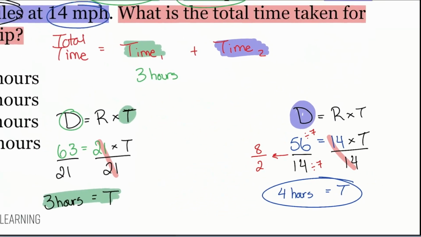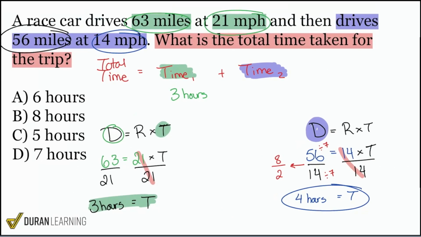So now that we have 3 hours for the first leg, 4 hours for the second leg, everybody, what did we say we were going to do? Exactly, Giovanni. We said we were going to add. We're going to add to get the total time. So 3 hours plus 4 hours, that's what's going to give us the 7 total hours.